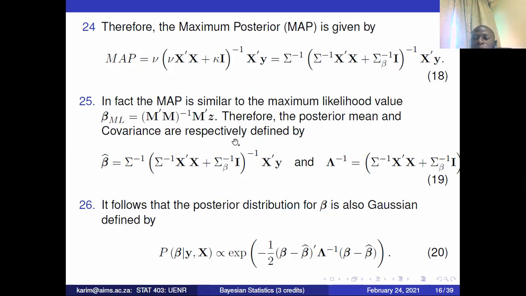So in general, or at the end, what that means is that the posterior distribution for the parameters also has a Gaussian distribution, and that is defined as 1 minus 2. So now we have the parameter beta minus the maximum likelihood parameter, then the precision matrix. So this is the transpose, and then we multiply it by that. This is Gaussian.